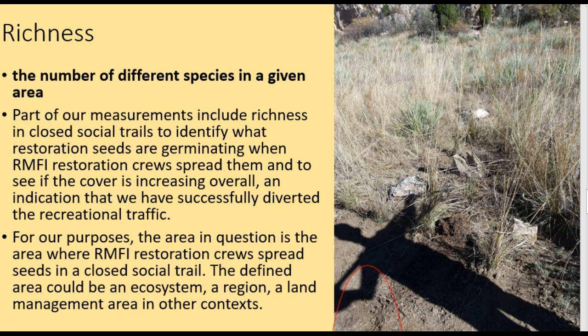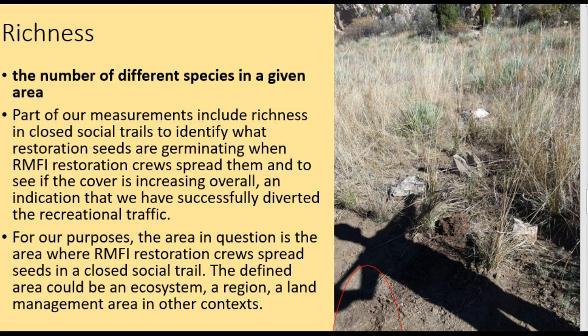So let's think about richness in more depth. Richness is the number of different species in a given area. Part of our measurements include richness in closed social trails to identify what restoration seeds are germinating when RMFI restoration crews spread them, and to see if the cover is increasing overall, an indication that we have successfully diverted the recreational traffic. For our purposes, the area in question is the area where RMFI restoration crews spread seeds in a closed social trail. The defined area could be an ecosystem, a region, a landscape of management, and other contexts.